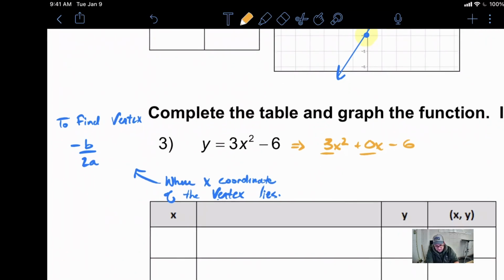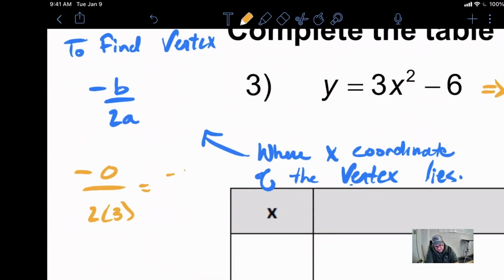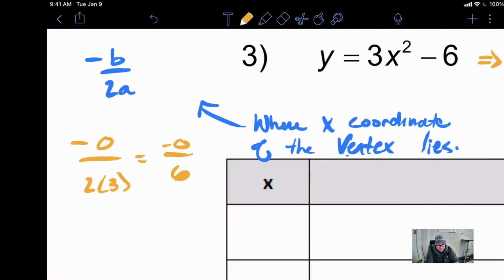So plugging this in, we would have negative 0, because that was the b value, over 2 times 3, because a was 3, right? This is a, this is b. Now, coming over here, we're going to have negative 0 over 6, because 2 times 3 is 6, and 0 divided by 6 is actually going to be 0.